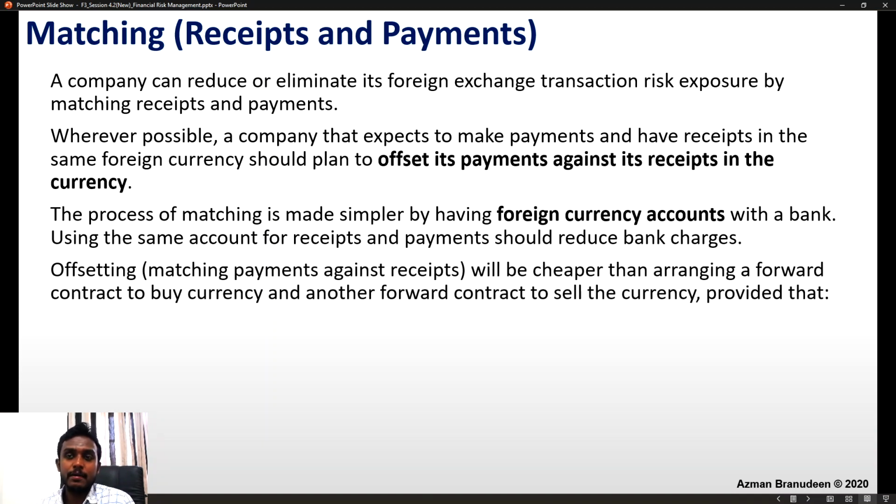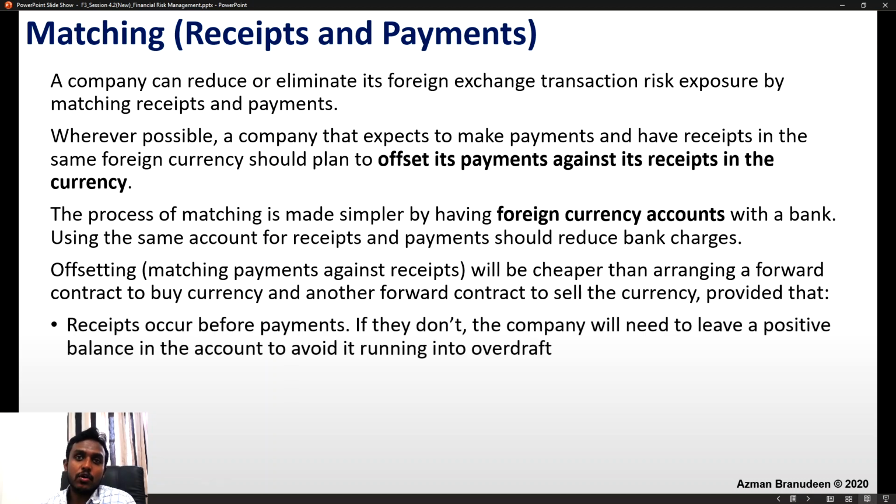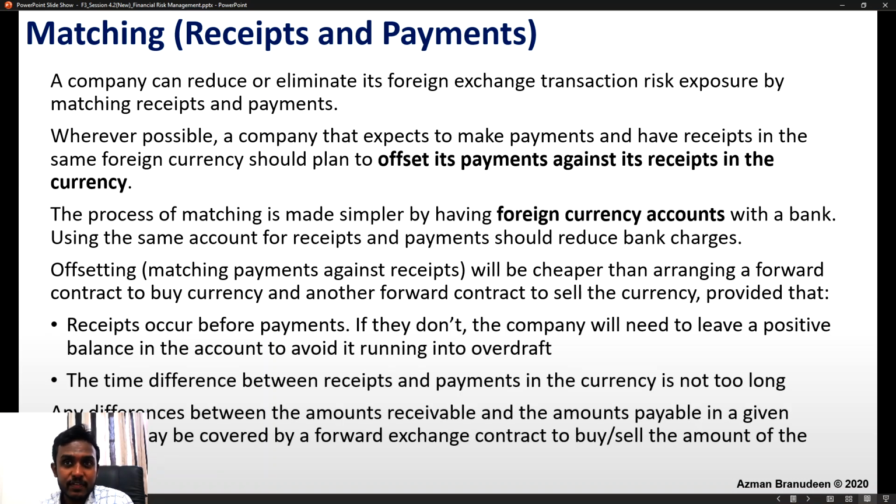Using the same account for receipts and payments should reduce bank charges. Offsetting, matching payments against receipts, will be cheaper than arranging a forward contract to buy currency and another forward contract to sell the currency, provided that receipts occur before payments. But if they don't, the company will need to leave a positive balance in the account to avoid it running into overdraft. So that has to be taken care of. And the time differences between receipts and payments in the currency is not too long. So these are two, I would say, conditions where offsetting or matching would really be beneficial if these two are true.